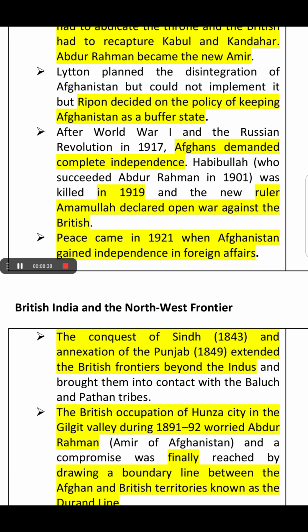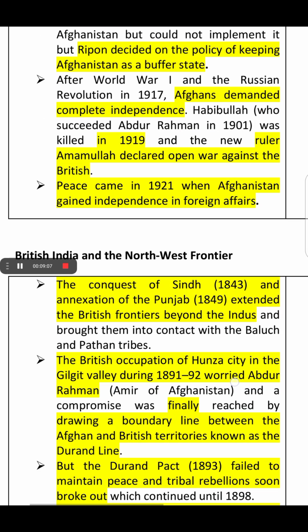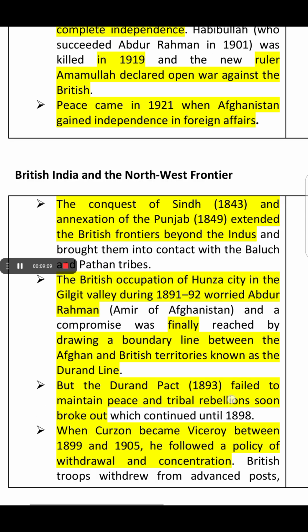After World War I and the Russian Revolution in 1917, Afghans demanded complete independence. Habibullah, who succeeded Abdur Rahman in 1901, was killed in 1919, and the new ruler Amanullah declared open war against the British. Peace came in 1921 when Afghanistan gained independence in foreign affairs.